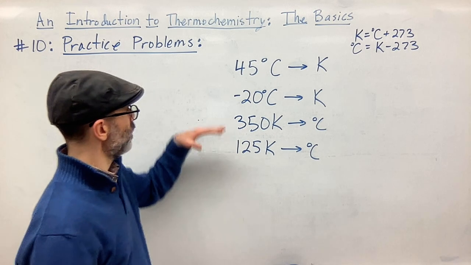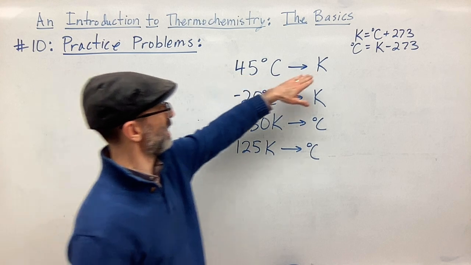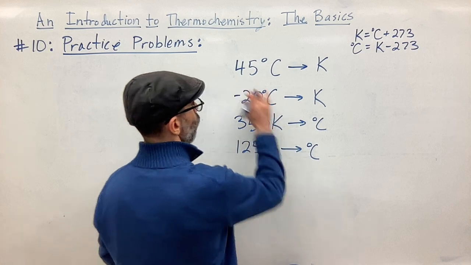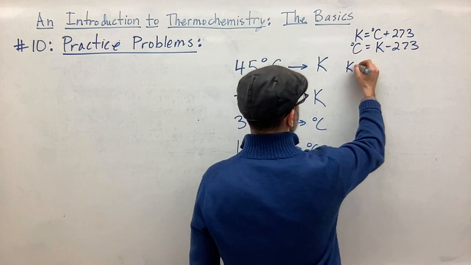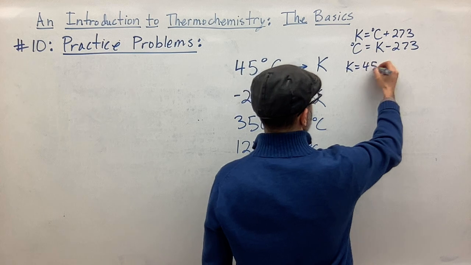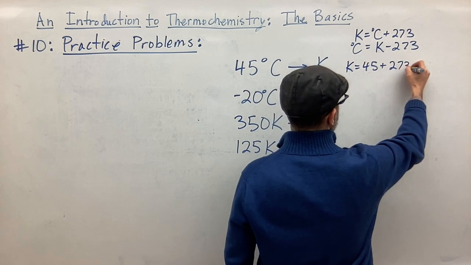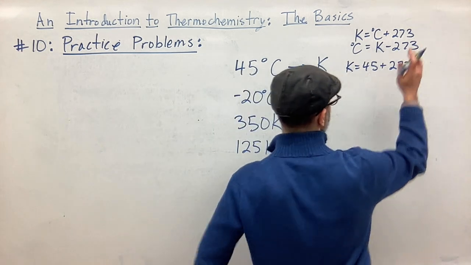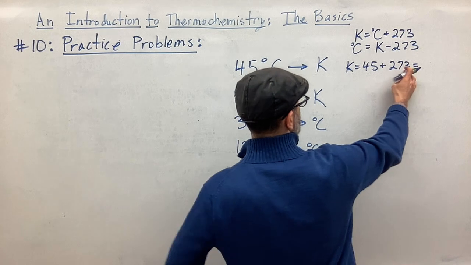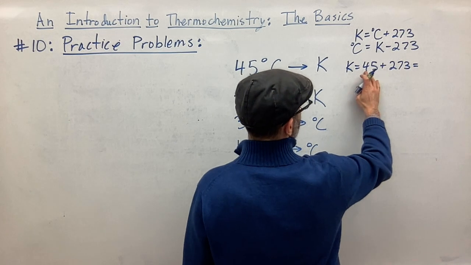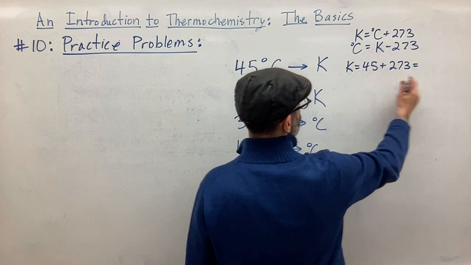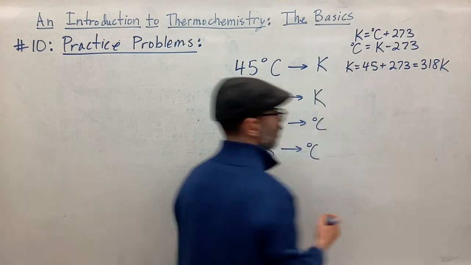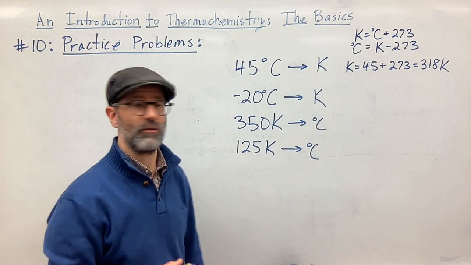Okay, so here I have 45 degrees Celsius. I want to go to Kelvin, so I want to use that one. I'm just going to add 273 to 45. So Kelvin is going to be equal to 45 plus 273, and that's going to be 318 Kelvin, if I added that right.